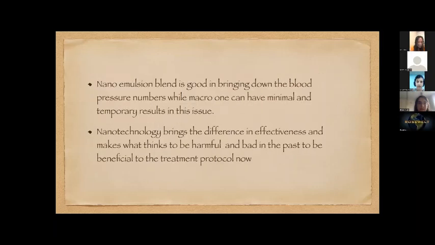Nano emulsion blend is good in bringing down blood pressure numbers, while the macro one can have minimal and temporary results in this issue. Nanotechnology brings the difference in effectiveness and makes things that were harmful and bad in the past beneficial to the treatment protocol now.